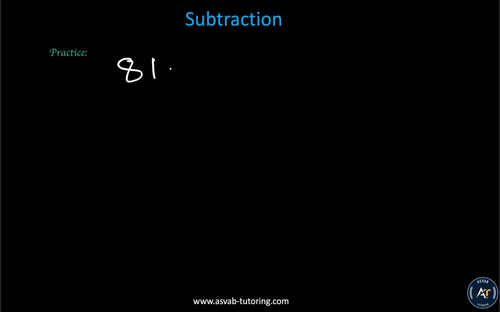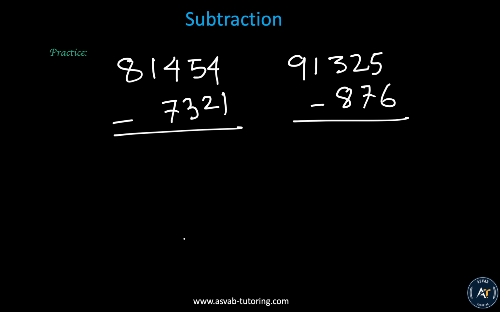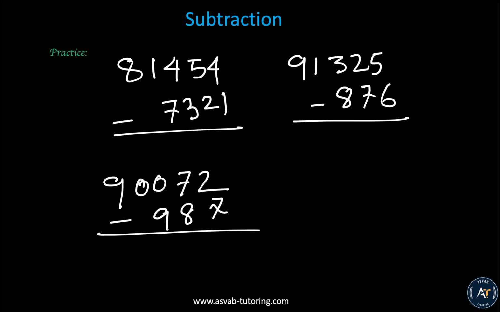81,454, and then subtract with 7,321. I have another one here. 91,325, and then you have 876. Subtract it. Number 3 I have here 90,072, and then 987. Subtract here.